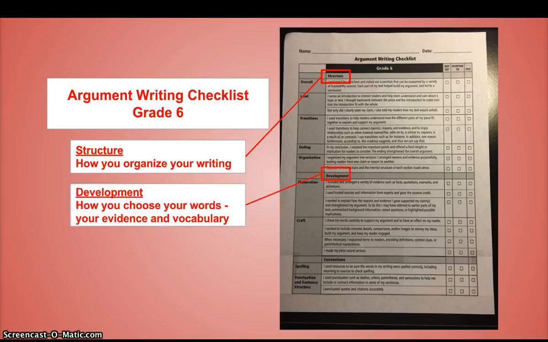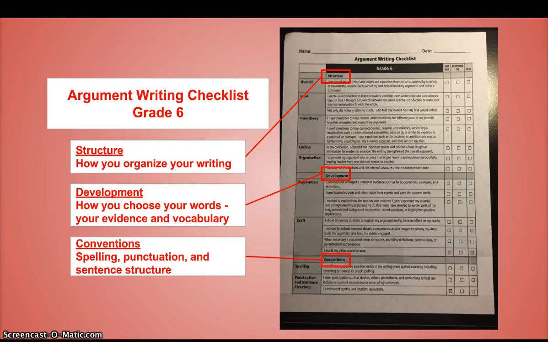Okay, then there's development, how you choose your words, your evidence and vocabulary. And finally, there's conventions. Conventions are spelling, punctuation, and sentence structure. Okay, a lot of information, I know. Let's break this down a bit. Most of these ideas you're already going to know. This is just a reminder to make sure you include them when you go to write your essay.